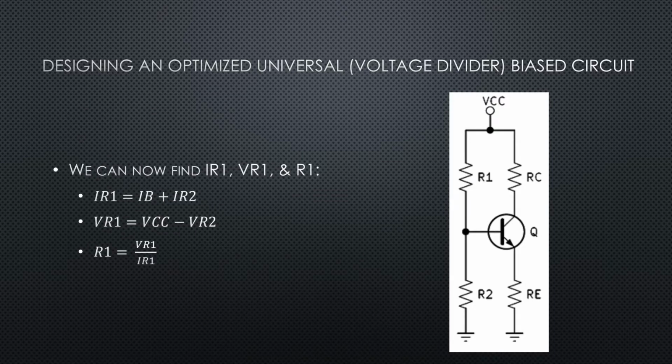So now we can use Kirchhoff's current law. We can see that IR1 is equal to IB plus IR2, and that VR1 should be equal to VCC minus VR2. And then now we can calculate R1 by dividing VR1 by IR1.